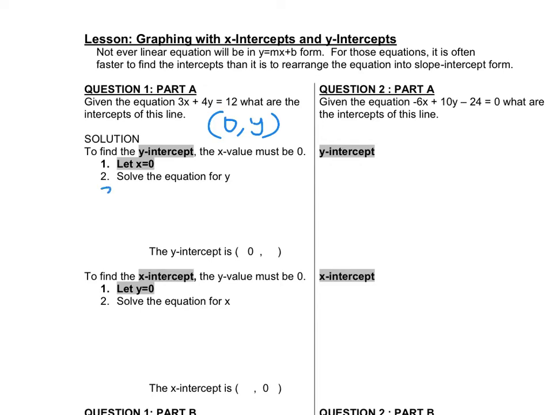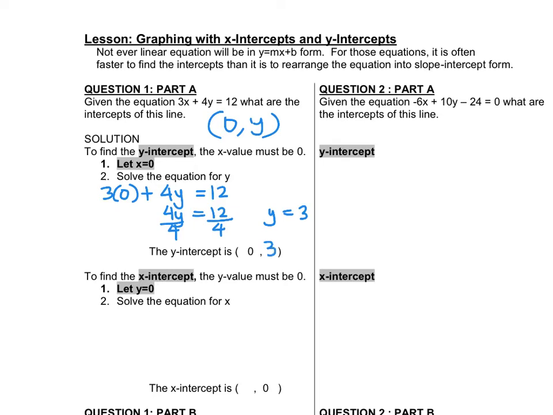So what do we get? 3 times 0 plus 4y equals 12. Let's simplify and solve for y. 3 times 0 is 0, so you're left with 4y equals 12. To solve for y, we divide both sides by 4. So y comes out to 3. That means our y-intercept will be 0, 3.